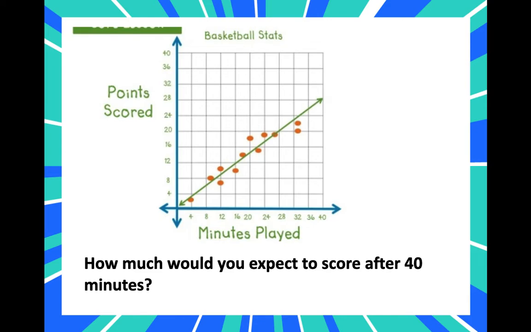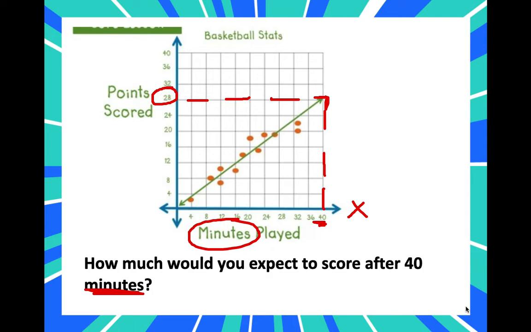All right, so it says, how much would you expect to score after 40 minutes? So since it's saying 40 minutes, are we looking at the x-axis or the y-axis? Which one has the minutes on it? That's going to be our x-axis, all right? And so 40 minutes is right here at the very, very back. So I follow it up. And lucky me, it hits exactly at this corner right here. So I can follow it over. And that is what?